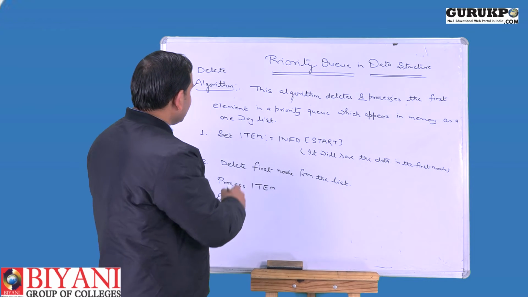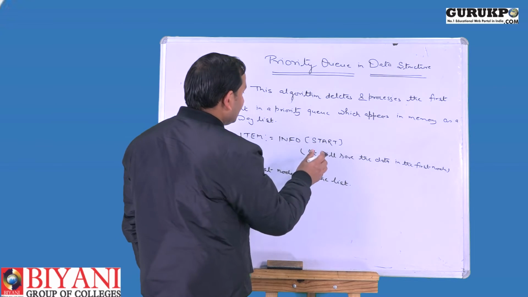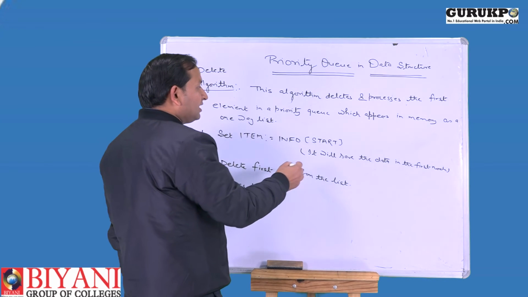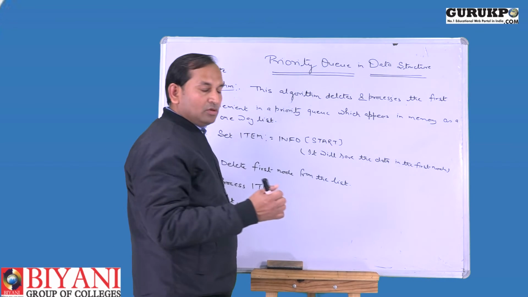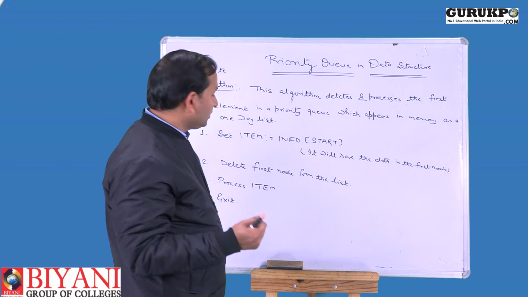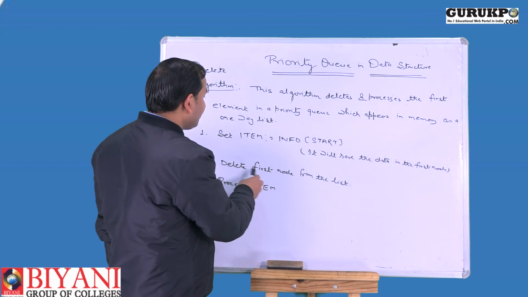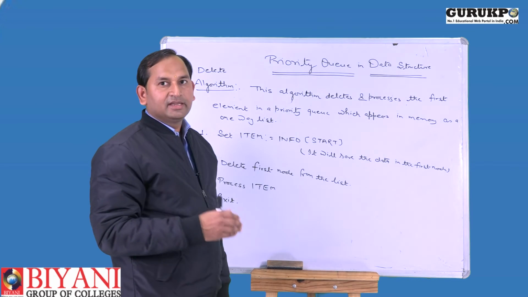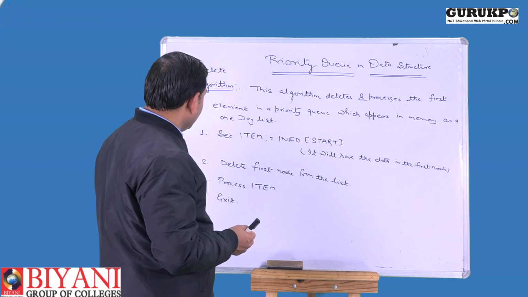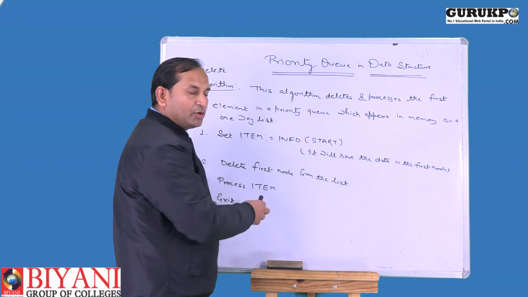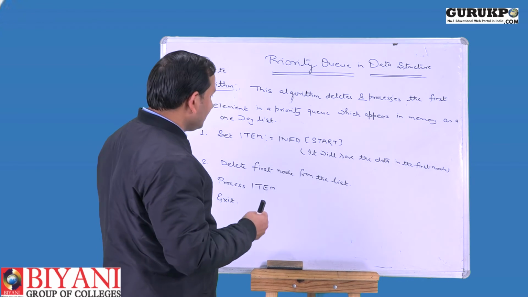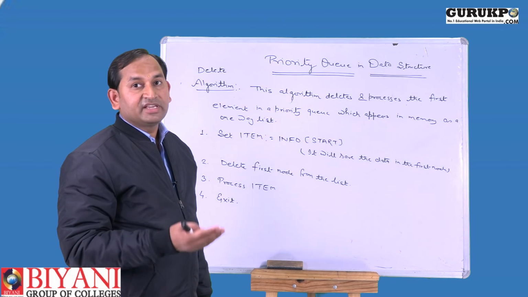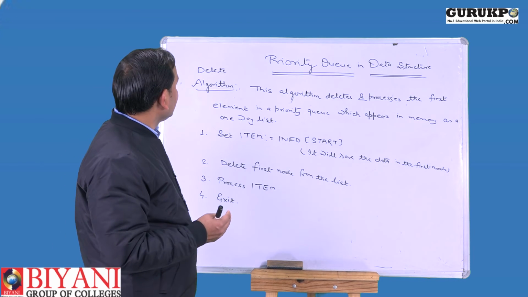In step number 1, set ITEM equal to INFO of START. So, the information of START will be stored inside ITEM. It will save the data in the first node. Step number 2, delete the first node from the list. Step number 3, we will process the particular ITEM, and last, we exit. So, these are the basic steps by which we can easily delete an item from the priority queue.